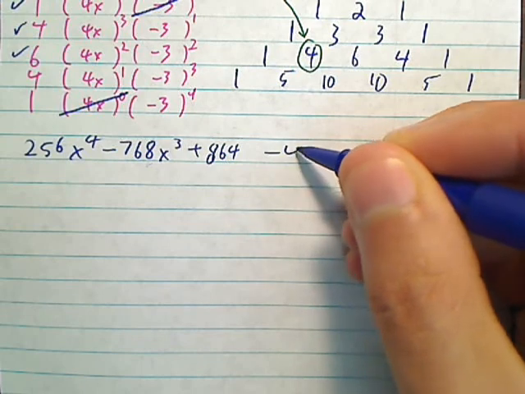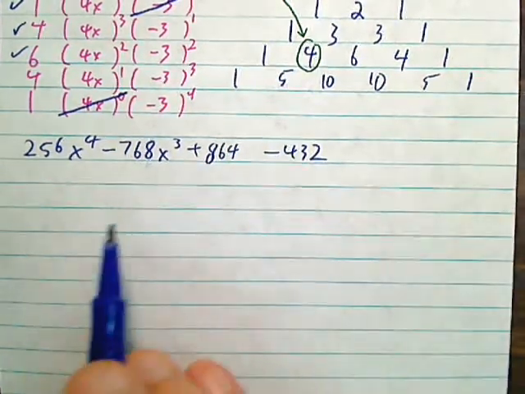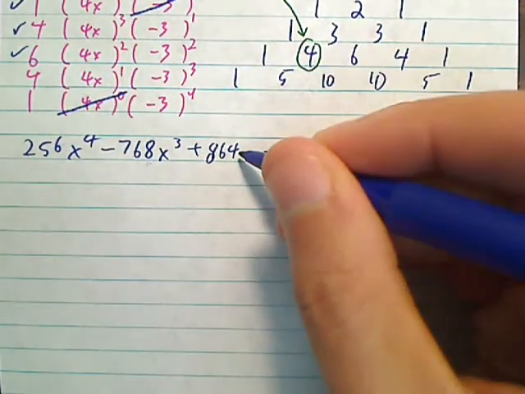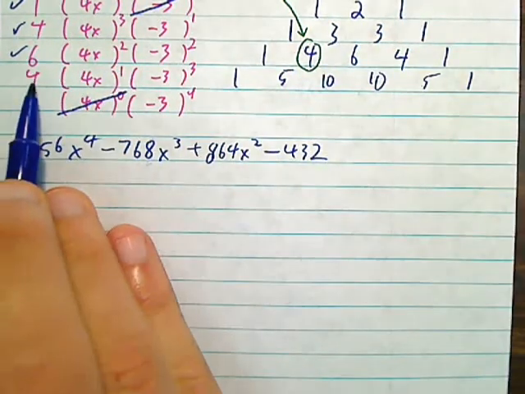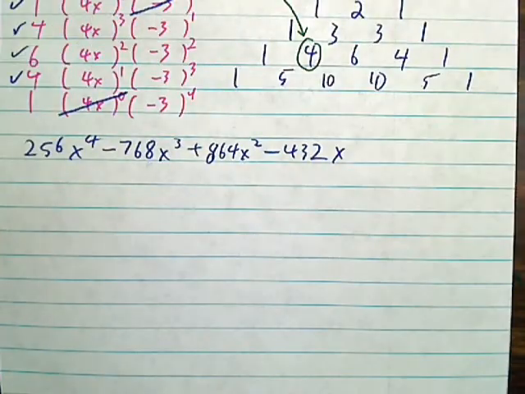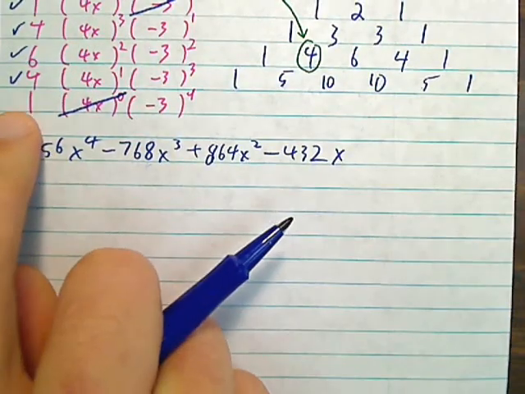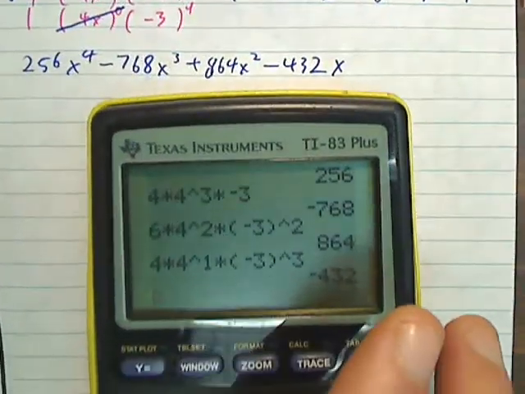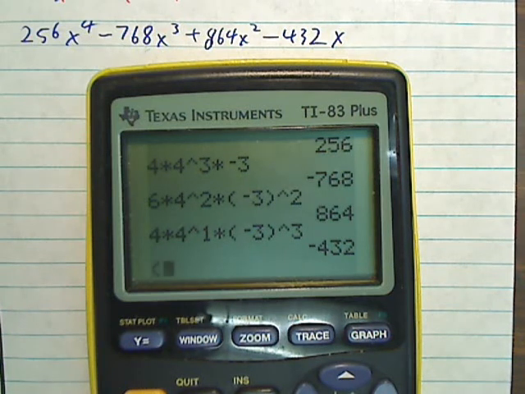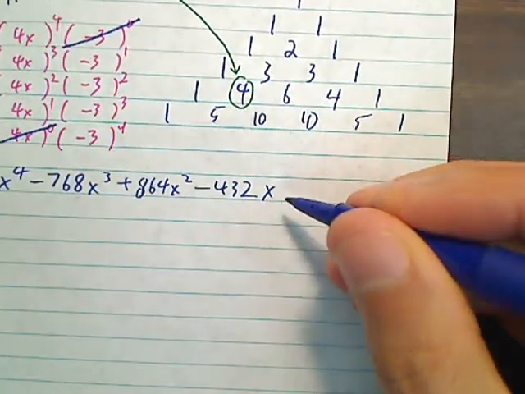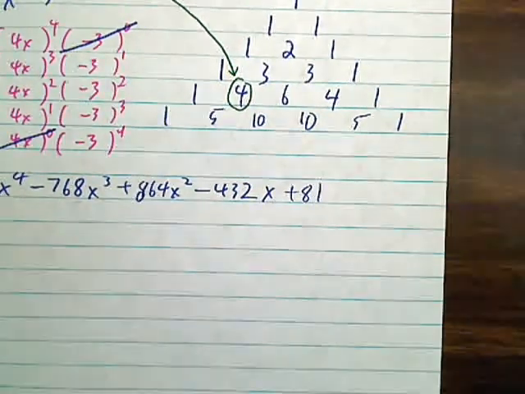Minus 432, and there's just a lot going on here. So this was x squared in the previous one, and minus 432, well, that's going to be just a plain x. Okay, finally the last line, 1 times -3 to the 4th power. -3 to the 4th power. I think that's 81, right? -3, whoops, to the 4th power. Yeah, 81. Okay, plus 81.